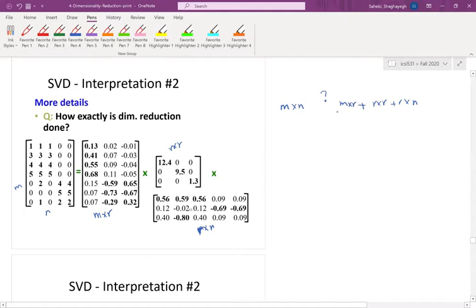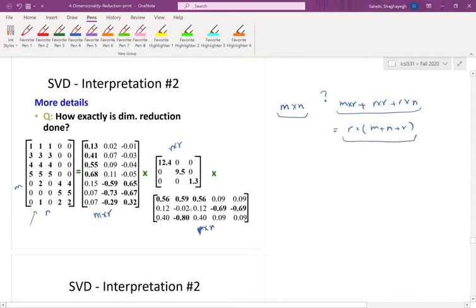So here in the original matrix, I only need m by n real numbers to be able to represent it. But in the decomposed one, I need m by r plus r by r plus r by n, which is r multiplied by m plus n plus r, right? Do I actually summarize my data when I'm representing it like that?